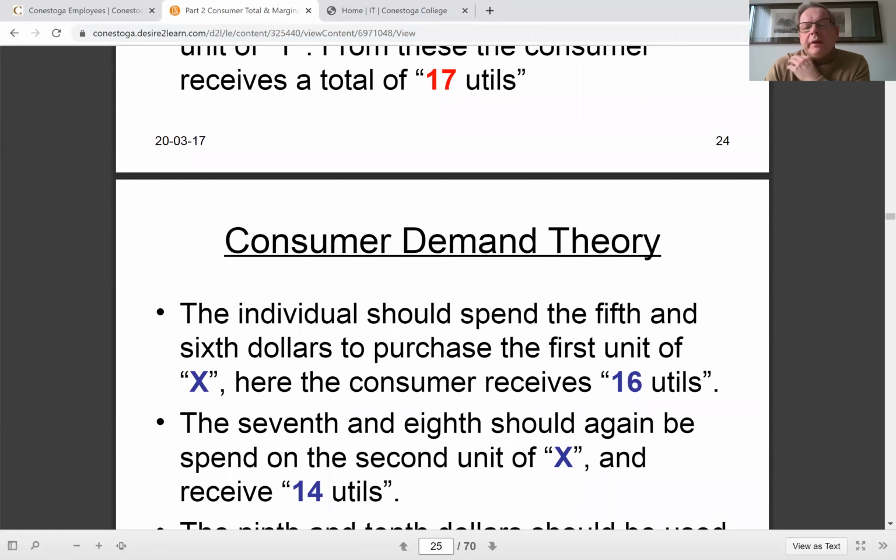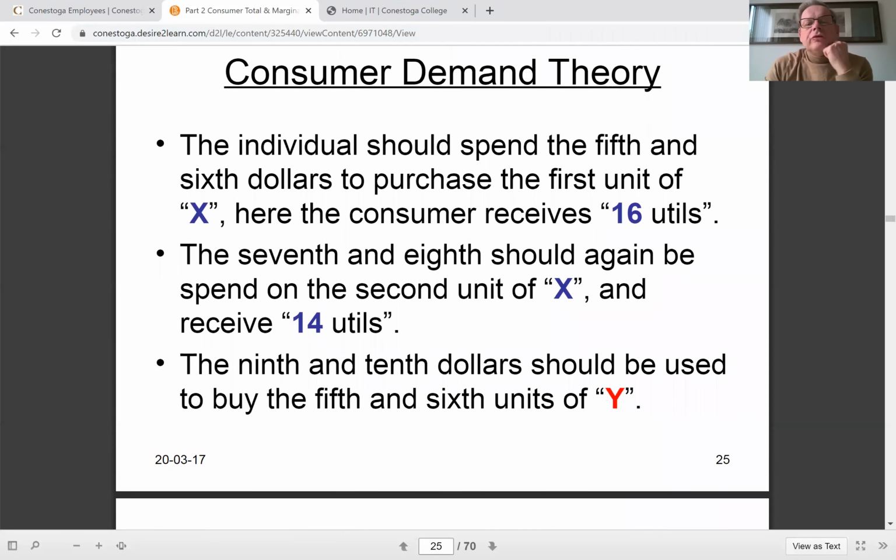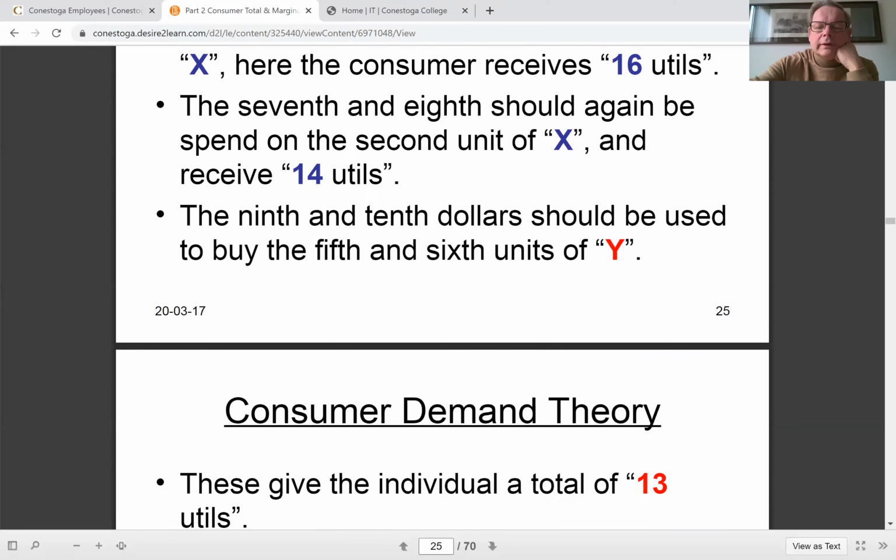The individual should spend the fifth and sixth dollar to purchase the first unit of X. Here, the consumer receives 17 utils. The seventh and eighth should again be spent on the second unit of X and receive 14 utils. The ninth and 10th should be used to buy the fifth and sixth unit of Y.